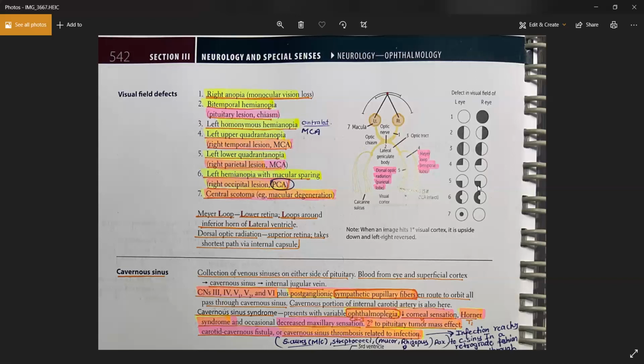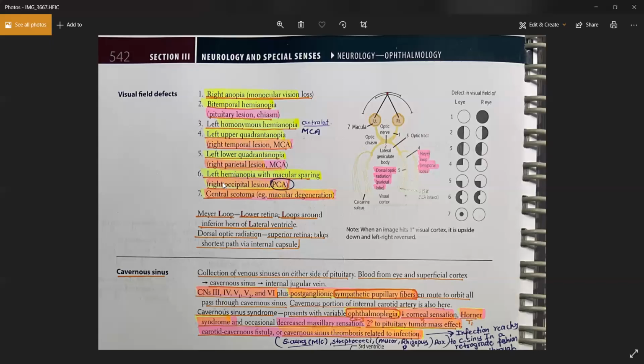So a contralateral lower quadrantanopia, homonymous quadrantanopia. In case of damage in the temporal lobe, you will have an upper quadrantanopia, homonymous. Okay, and that can happen because of a middle cerebral artery stroke. Both of these can be happening due to the MCA stroke.